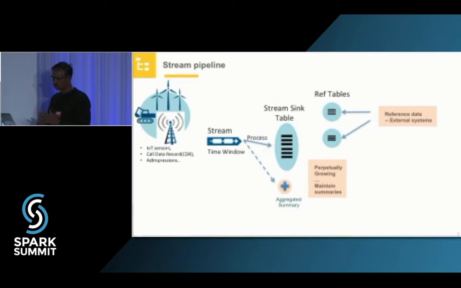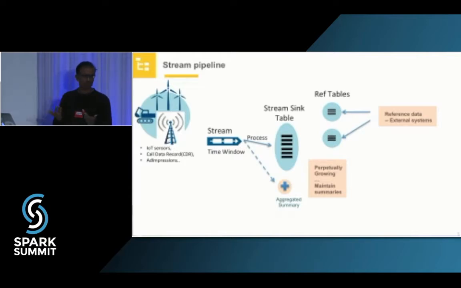So here is what I'm showing: a stream represented as a time window, and you are essentially taking a high velocity stream and writing potentially to a table that is in some sense ever growing, right? And then you may have one or more reference data tables. So for instance, in this telco example, you have call data records coming in at a high rate. You might be processing it by massaging the data and writing into this table, which is time series data that's perpetually growing.